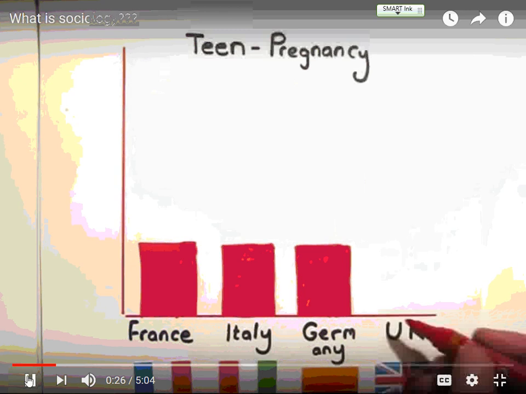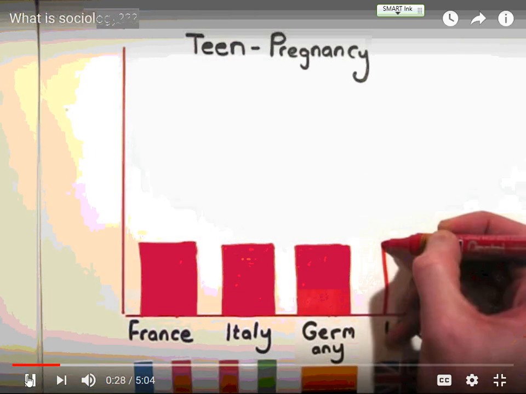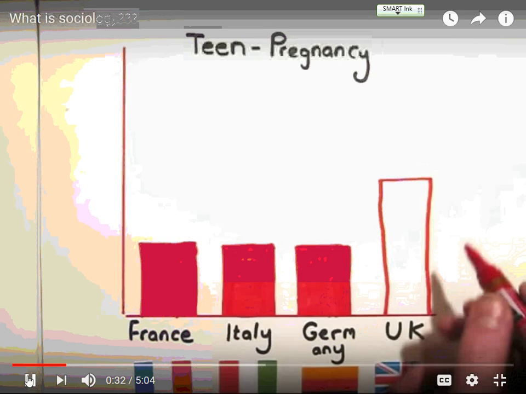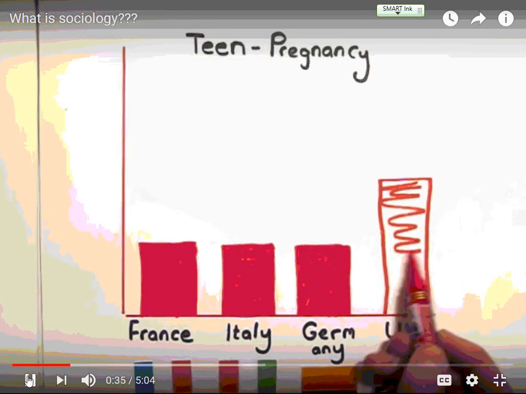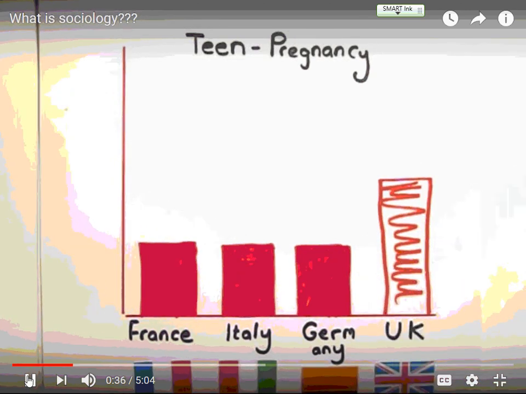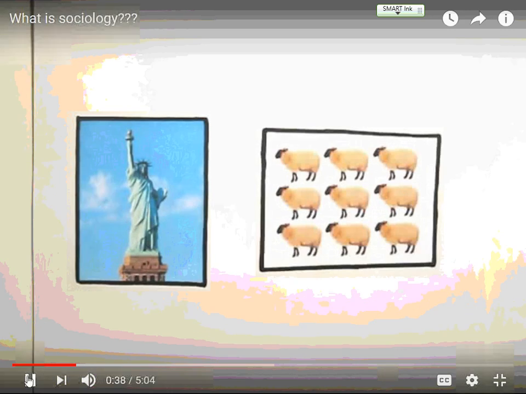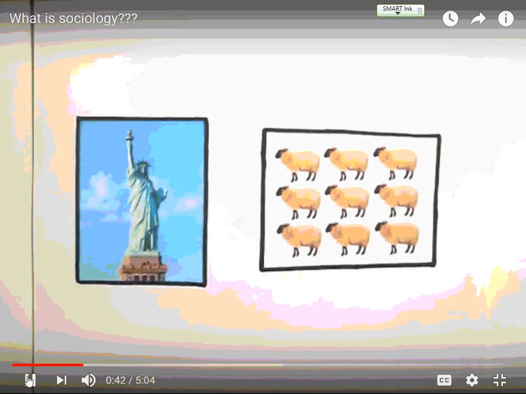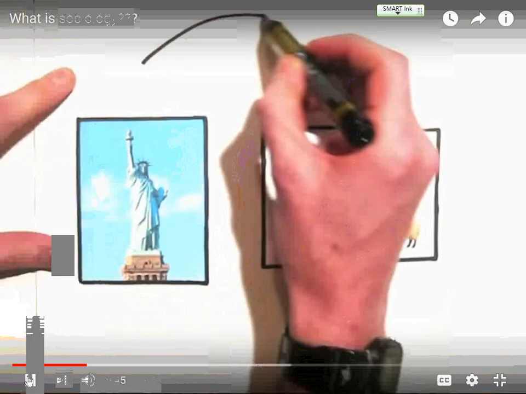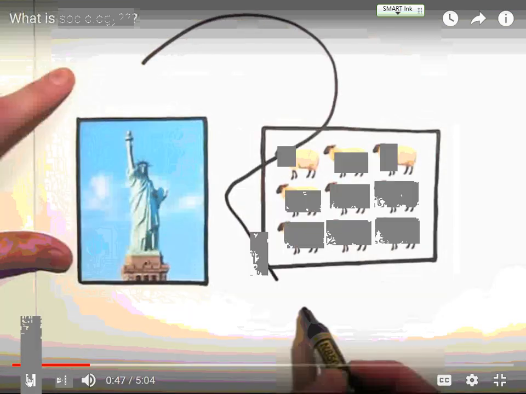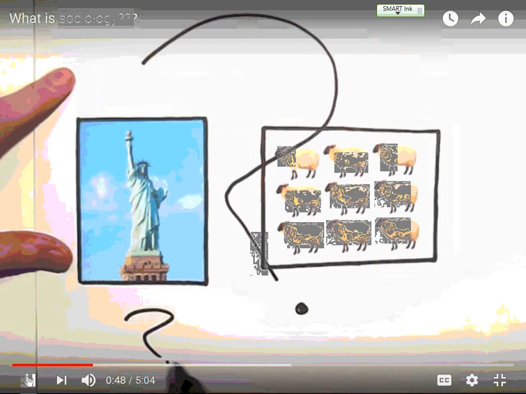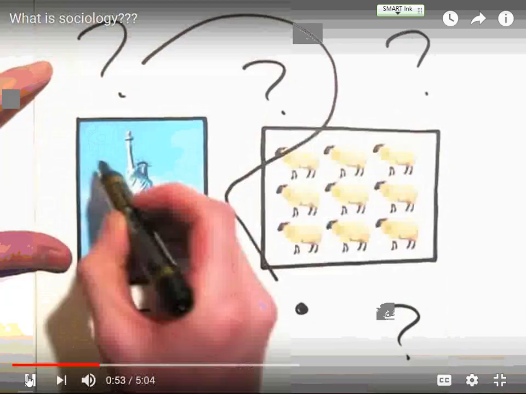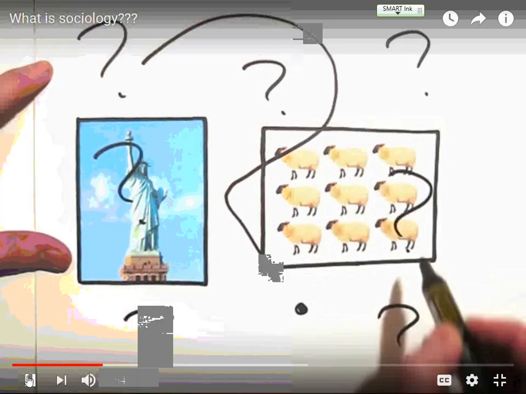Why does Britain have higher levels of teen pregnancy than most other European countries? Are we free, or do we follow the crowd? These are the kinds of questions that studying sociology can help us answer. So what exactly is sociology?